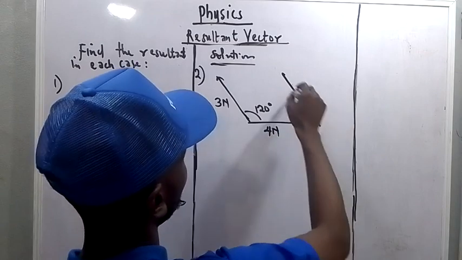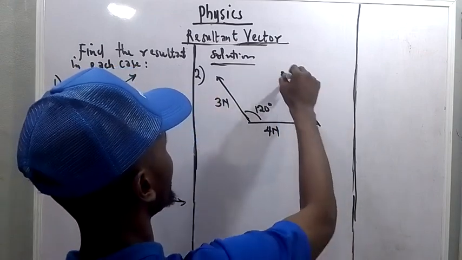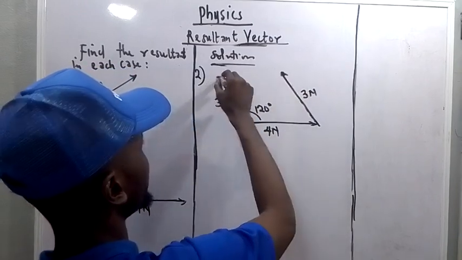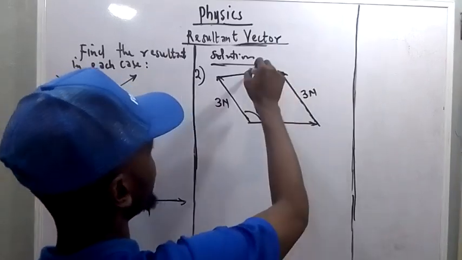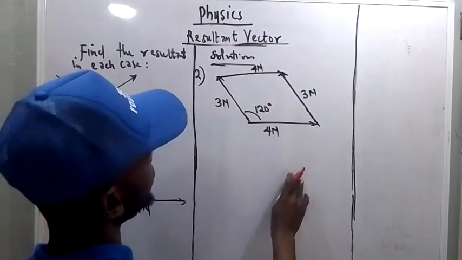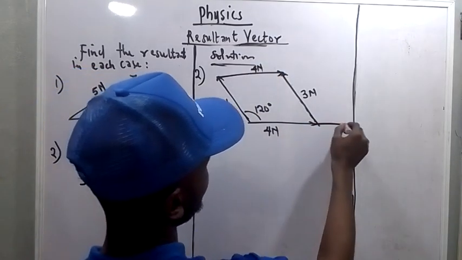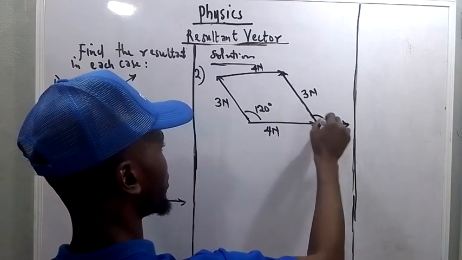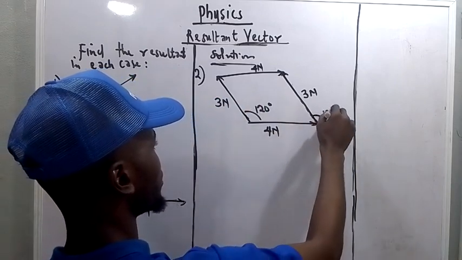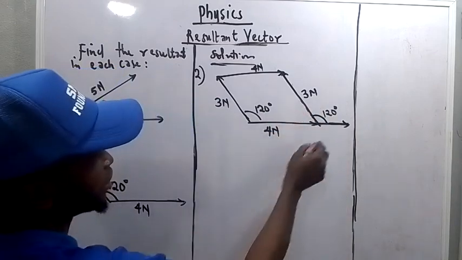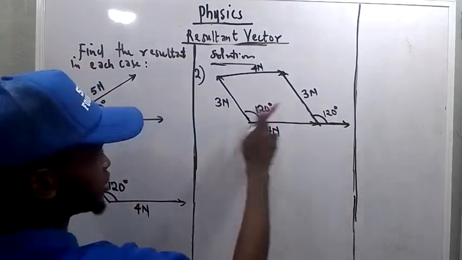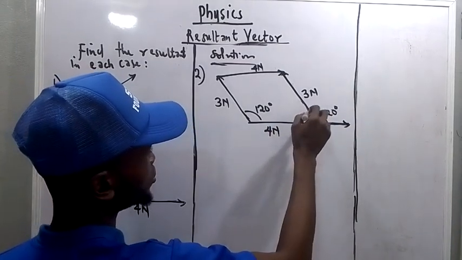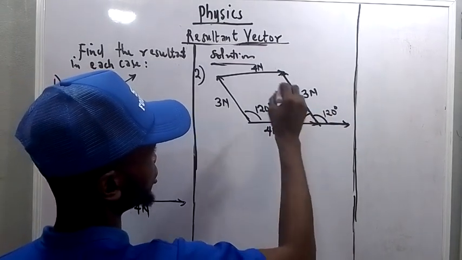Let's have a force that is parallel to 3 Newton. Here too will be 3 Newton. Then draw another one parallel to 4 Newton. This is 4 Newton also. Now we can produce an extension of 4 Newton so that this place too will be 120 degrees, like this, by corresponding angles. So if this is a straight line, then the remaining angle here will be 60 degrees.